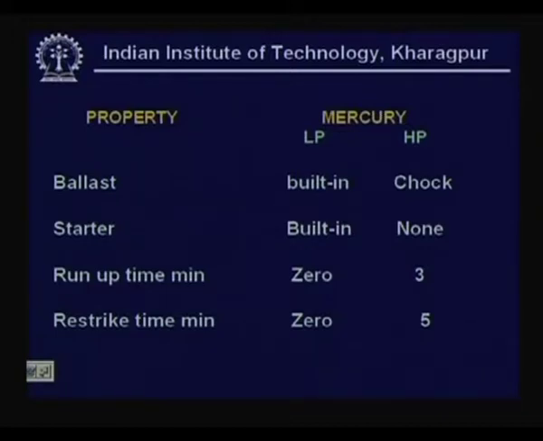As such, it does not need a starter, but there is a run up time for high pressure of about 3 minutes with a restrike time, that is in case the arc quenches, it needs about 5 minutes for it to restrike. That's what we are saying. As far as low pressure is concerned, there is no run up time or restrike time.